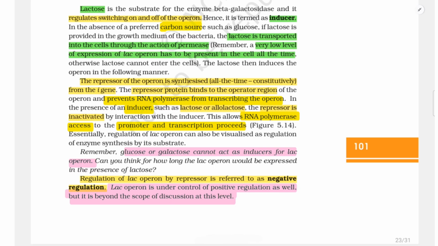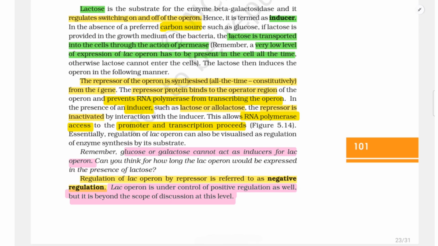The repressor of the operon is synthesized all the time constitutively from the i gene. The repressor protein binds to the operator region of the operon and prevents RNA polymerase from transcribing the operon. In the presence of an inducer such as lactose or allolactose, the repressor is inactivated by interaction with the inducer. This allows RNA polymerase access to the promoter and transcription proceeds. Figure 5.14. Essentially, regulation of lac operon can also be visualized as regulation of enzyme synthesis by its substrate.